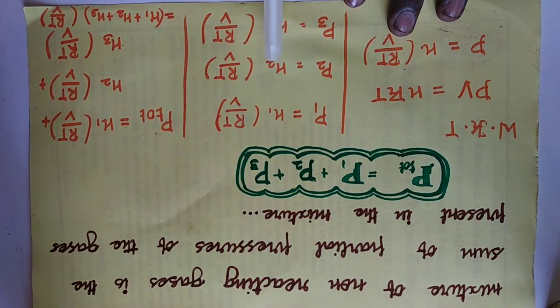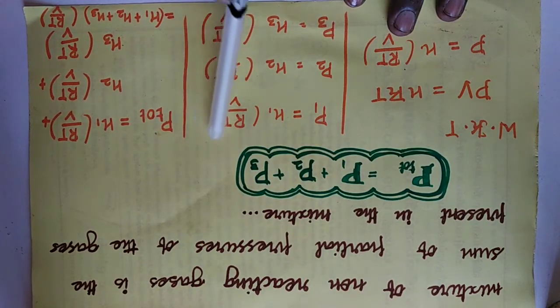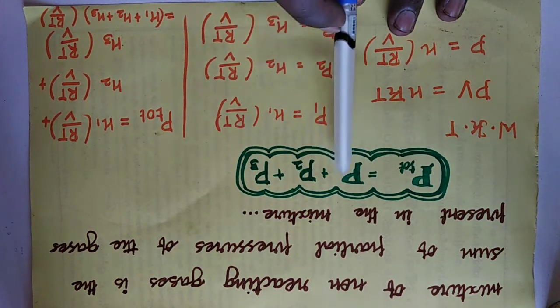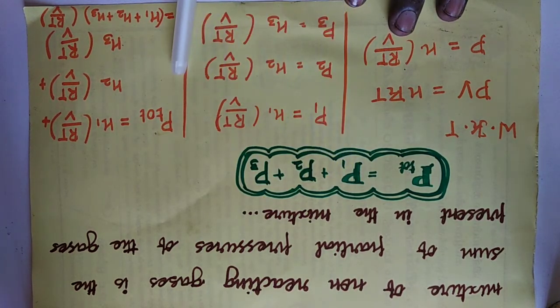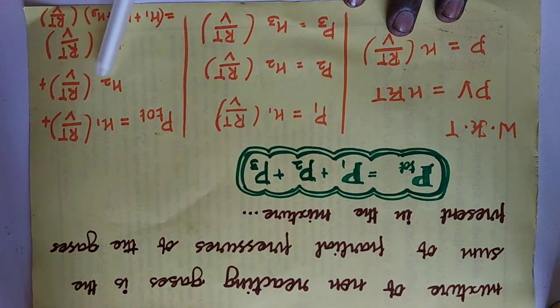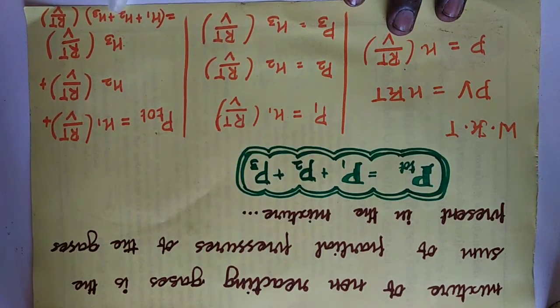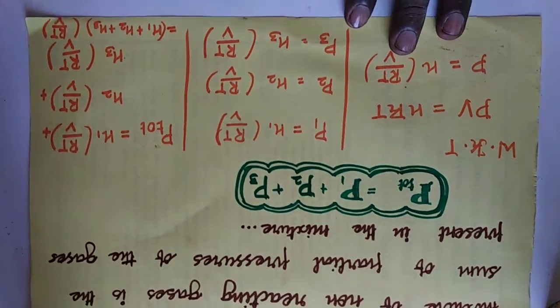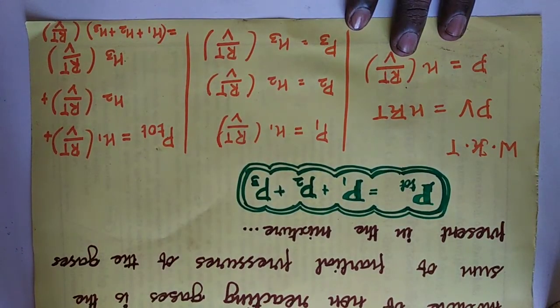So P1 is equal to N1 RT divided by V, then P2 is equal to N2 RT divided by V, then P3 is equal to N3 RT divided by V. Now all these partial pressure values we substitute in the equation to get P total. Total pressure is equal to N1 RT by V plus N2 RT by V plus N3 RT by V, and here RT by V is common, so we can take it out separately. So P total is equal to N1 plus N2 plus N3, into RT by V. This is the mathematical form of Dalton's law of partial pressure.